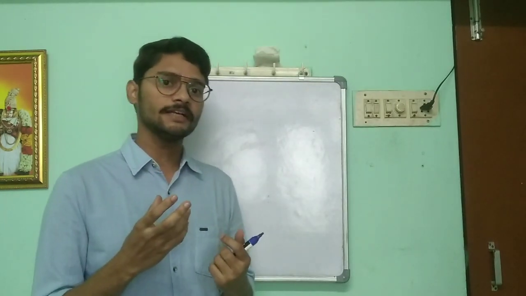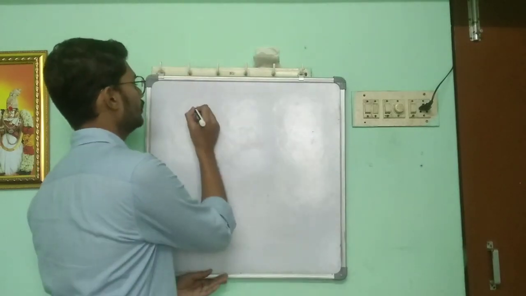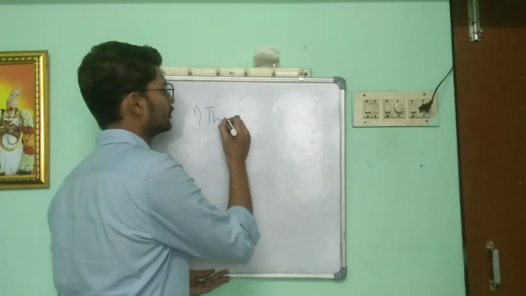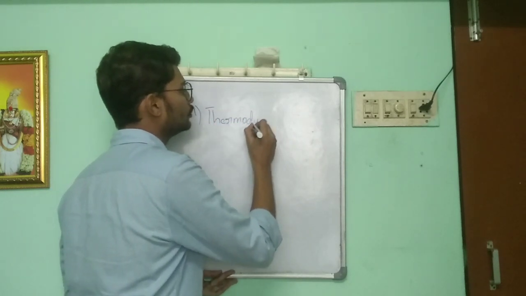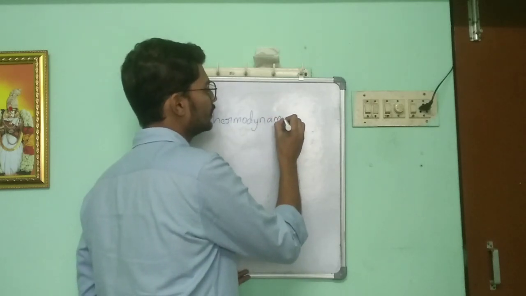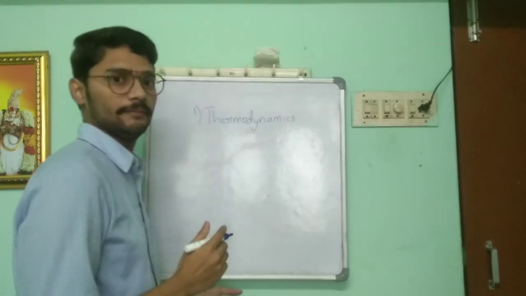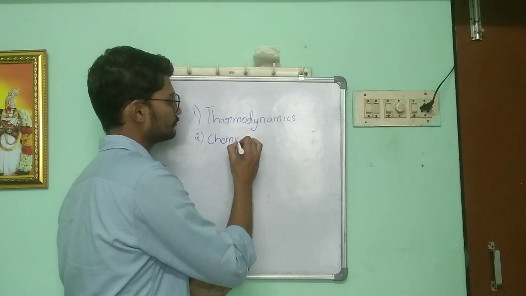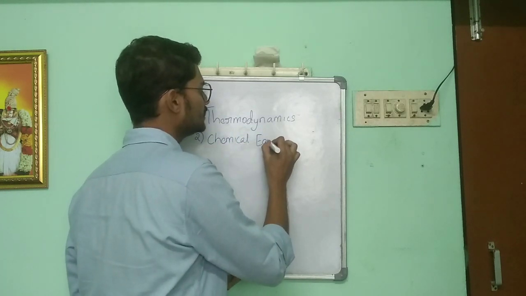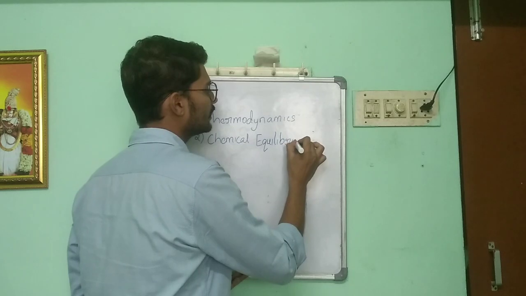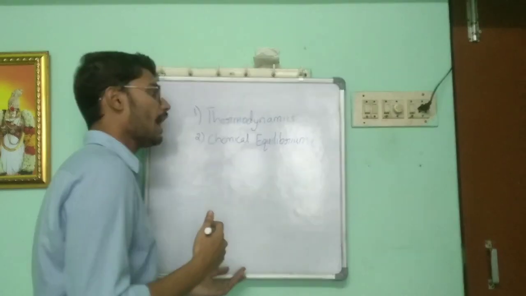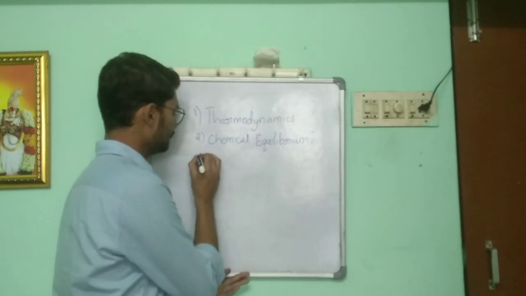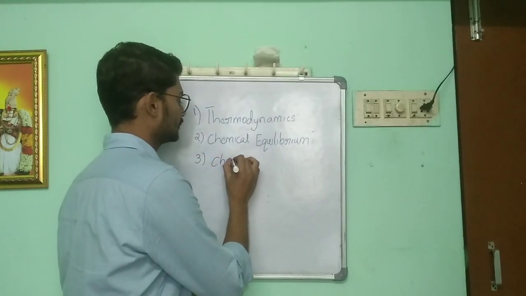So for a chemical reaction, what is required? What does a chemist or scientist look for for a chemical reaction to occur? First of all, they look for the thermodynamics of the reaction. What do we mean by thermodynamics? You might all have studied in your plus one, grade 11, what thermodynamics is. And right after thermodynamics, they look for the chemical equilibrium of the reaction. Chemical equilibrium tells whether the reaction will proceed in the forward direction or the backward direction. And the third and most important one is the chemical kinetics of the reaction.